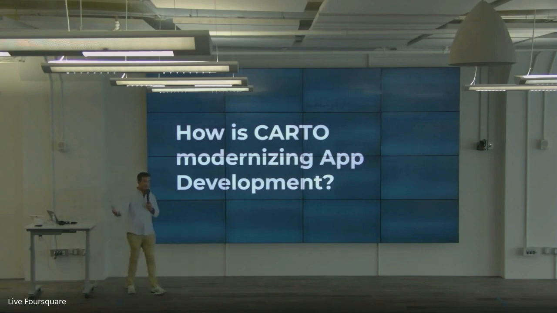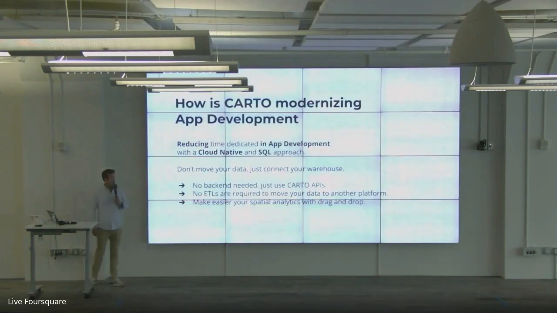And I'm going to try to explain how we are trying to improve that at CARTO. Basically, we are using a cloud native approach where we connect to where your data warehouse is, and using a SQL approach, you can develop your application. So we remove a lot of work on the backend side. And we also avoid needing to create ETLs because we go directly to the data warehouse where the data is. And we also make your spatial analysis easier with a drag and drop tool.